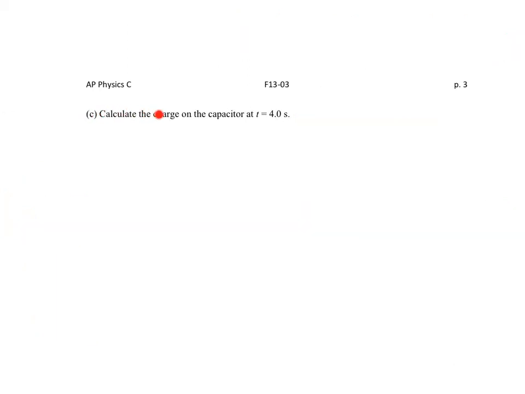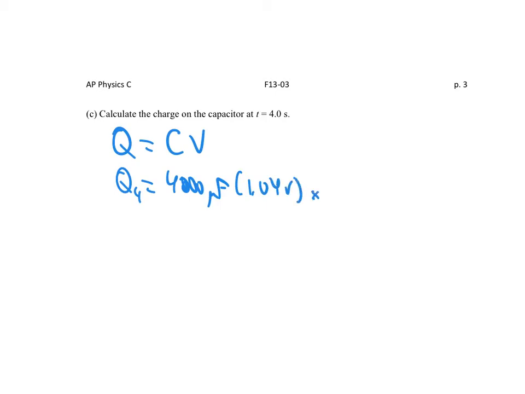Part C, calculate the charge on the capacitor at 4 seconds. So this is really as simple as Q equals CV for a capacitor. So Q at 4 seconds is the 4,000 microfarads times the 1.04 volts that we found, times the idea that 1 farad is 10 to the 6 microfarads. And we get 0.00416 coulombs.